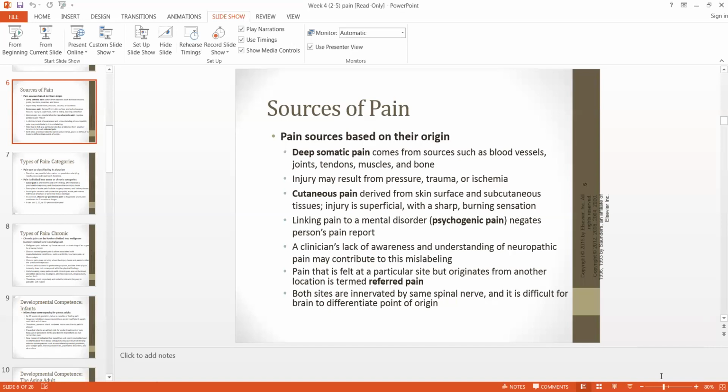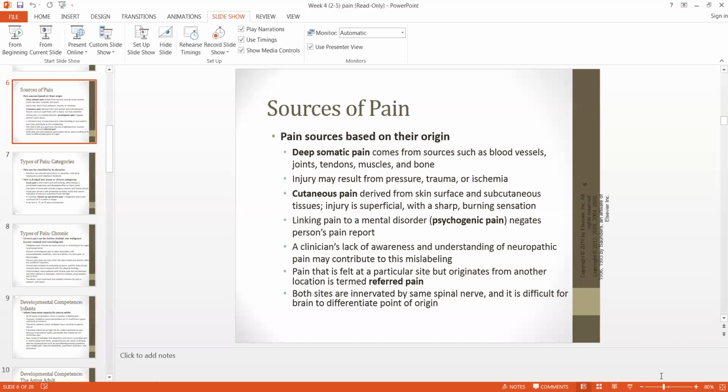Neuropathic pain is actually different from psychogenic pain. We might treat it the same, but it really has a different source. Now, pain that is felt at a particular site that originates from another location is referred pain. This is explained by that site being innervated by the same nerve, and because we sometimes have such poor representation of pain in our body, we feel it at a better represented spot.